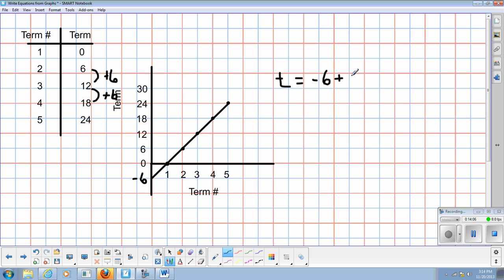So plus 6, that means I'm adding 6, and I'll be adding 6, and when I want to find an actual answer, I'm going to take it times the number of times I want to add 6. So term equals starting point of negative 6. How many times do I add 6? Here's 1, here's 2, here's 3, here's 4, here's 5. So always counting by 6. And I say to find the term that I'm looking for, I'm going to then say negative 6 plus 6, the number of times I need to add 6.